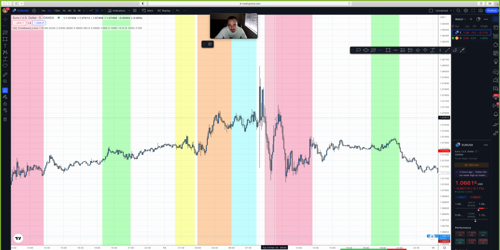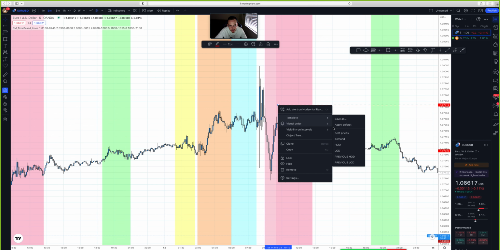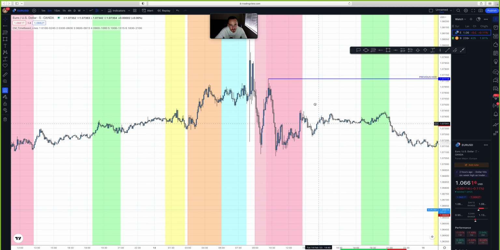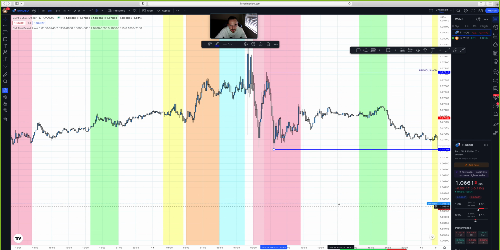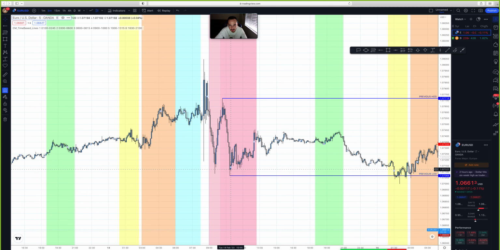This is not the high of day. Notice it has to be in between these sessions and in a session. So this is the highest point in between these sessions, previous high of day right here. And then we're going to draw the previous low of day right here.